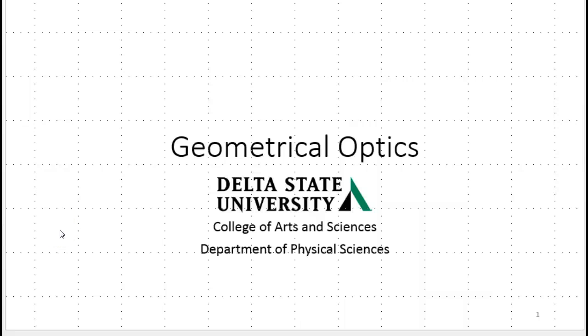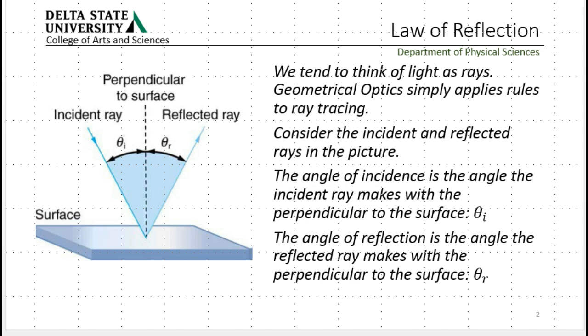Welcome to Geometrical Optics. These lectures will probably be broken into several parts, but first we're going to develop what happens when an electromagnetic wave reflects off of a surface or passes from one medium into another. The simplest case, of course, is reflection.